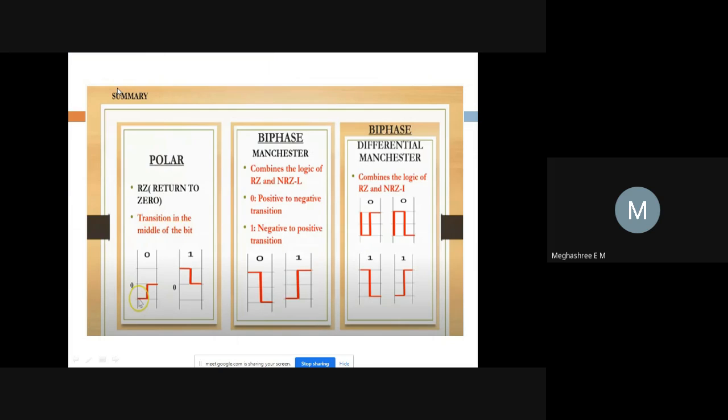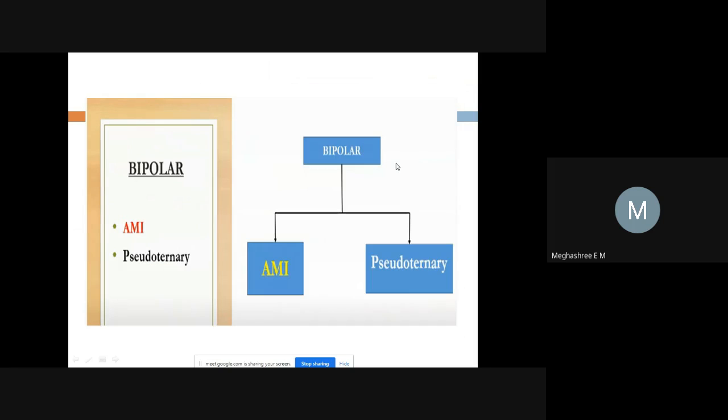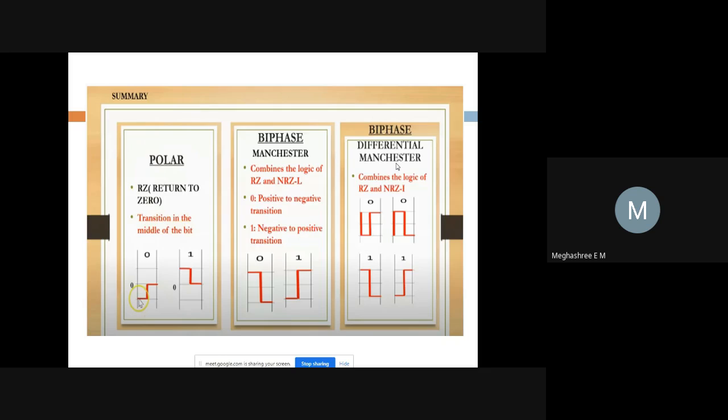Okay, so let's summarize what we discussed so far. Under polar, we discussed return to 0. Under biphase, we discussed Manchester and differential Manchester. Okay, that's all about the polar method. So do you understand till this point?